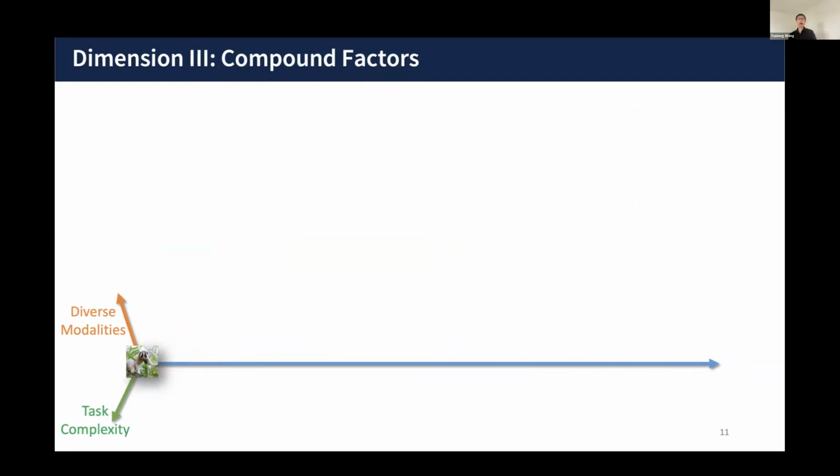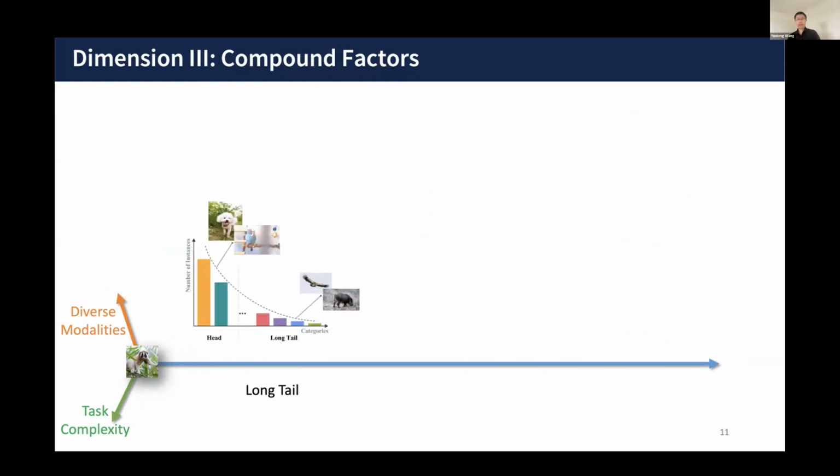Third, in practical applications, the challenge of limited data is often compounded with other environmental factors, and they collectively have a more significant impact. For example, long-tailed distribution. Real-world data are distributed in a long-tailed manner, where a few classes have large amounts of data, while many classes are rare in the tail of the distribution with limited data.